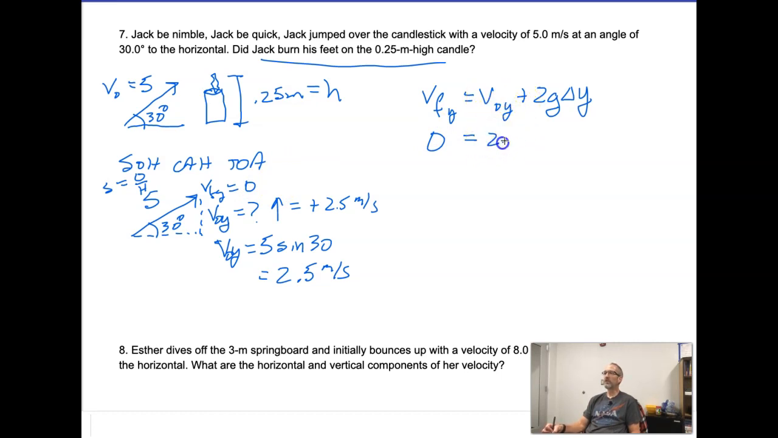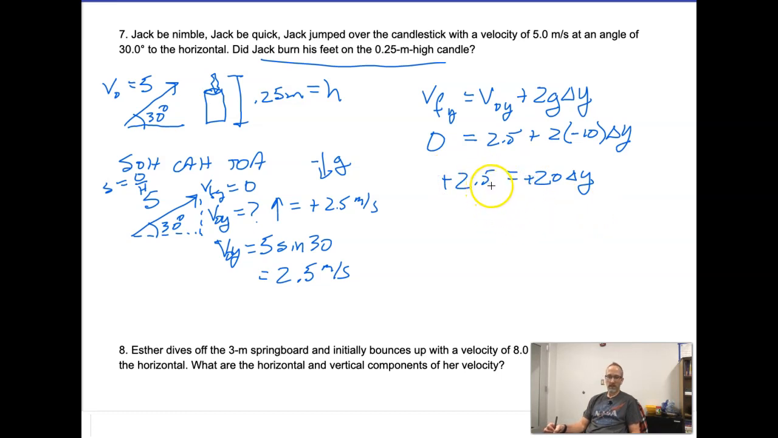It's up, it's 2.5. And then we're going to add to that 2 times gravity. But now, since up is positive, down is negative, so gravity is negative in this case. So this would be negative 10. And this would be delta y. We're going to subtract 2.5 from both sides. That's negative 2.5 squared is equal to negative 20 times delta y. The negatives will become positive because you have them on both sides.